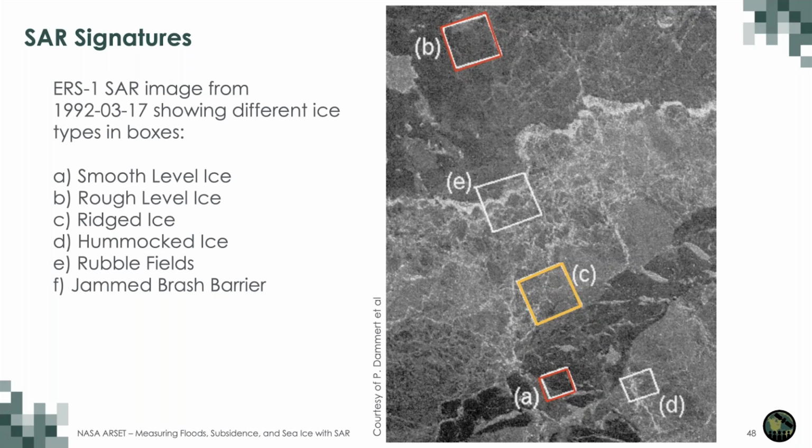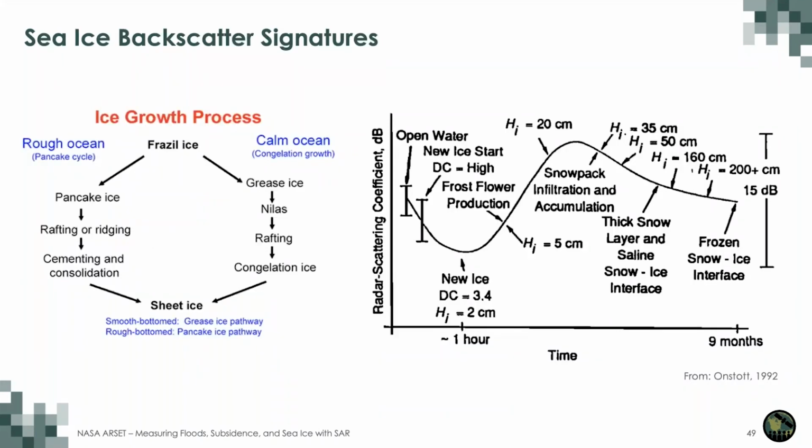And these are the kind of things that we are then using this knowledge on how the different ice types look in SAR images when we want to derive monitoring and detection of sea ice. And over time, we've also learned how the backscatter signatures change. So on the left here, you can see a little bit of a reminder on the ice growth process from the fragile ice or from the calm ocean until we get to ice sheets and thicker ice. But on the right, you can also see the radar scattering coefficient and how it changes over time as the sea ice thickens and the salinity changes.